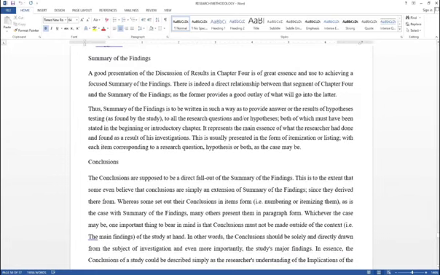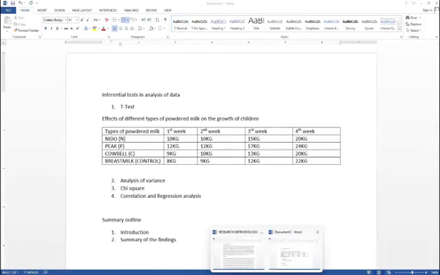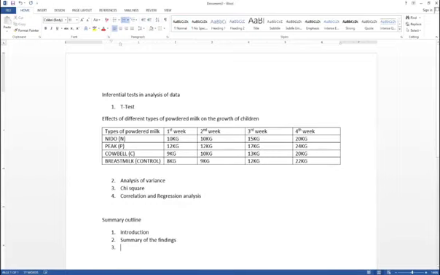Conclusion. Remember, you have to do all those things so that you don't make nonsense of all your efforts in getting your data and your write-ups and everything. You need to really summarize and conclude very well. So after the summary, we have the conclusion.